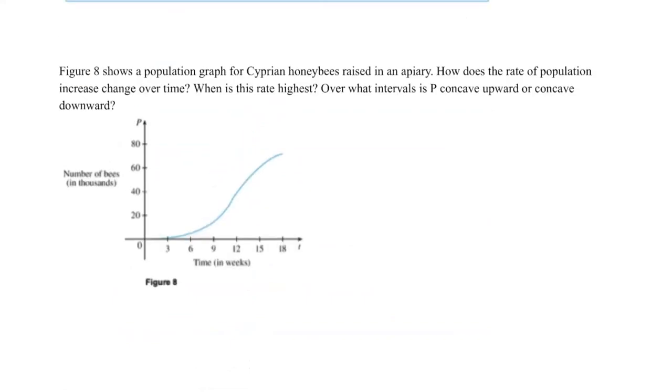Figure 8 shows a population graph of the Cyprian honeybees raised. How does the rate of the population increase change over time? Concave up, concave down. Okay, so we could tell that, let me go green here, that right there, it's concave up here. And from here to here is concave down, isn't it?